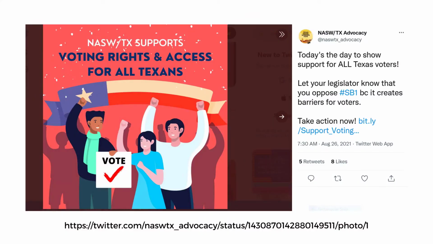Here's another example by the NASW Texas chapter. As you can see, the graphic uses bright colors, is direct in the message they are communicating, and connects to their target audience of Texans. It is also quite shareable, which is, again, the ultimate goal for creating graphics.